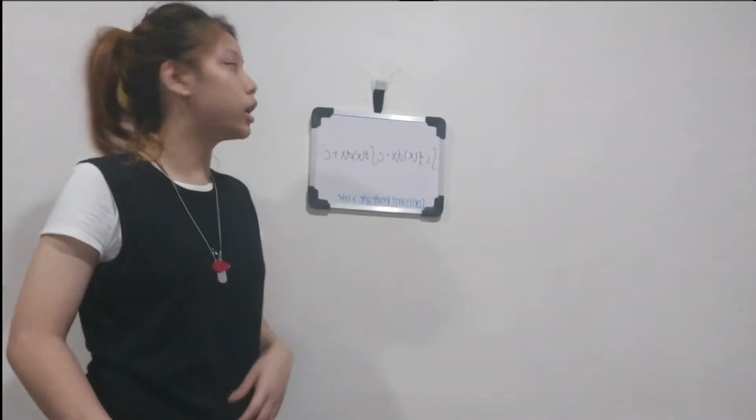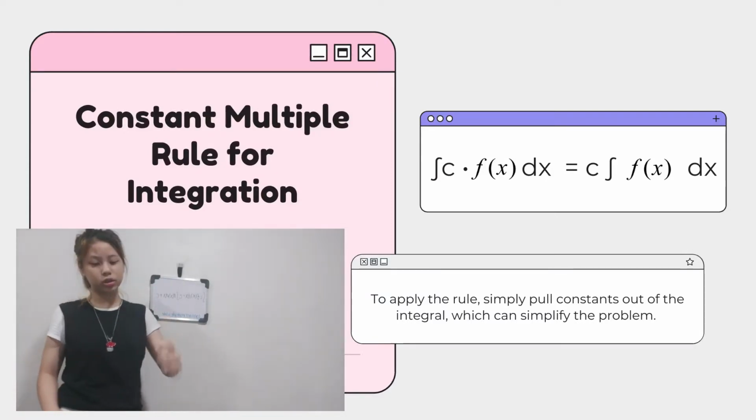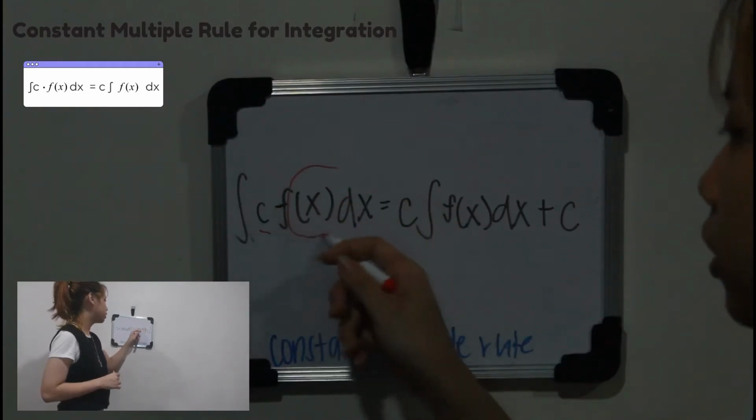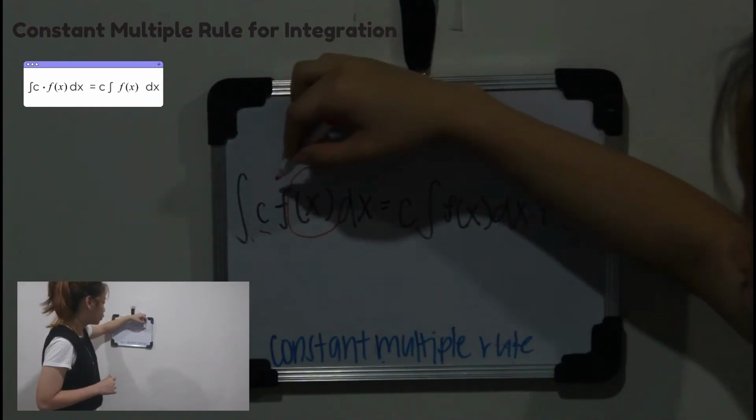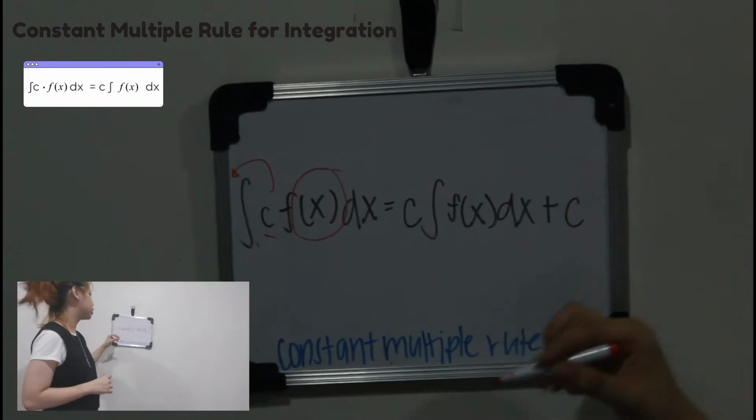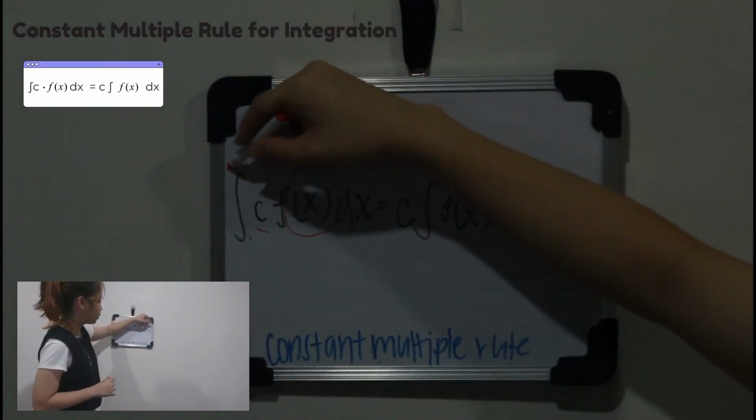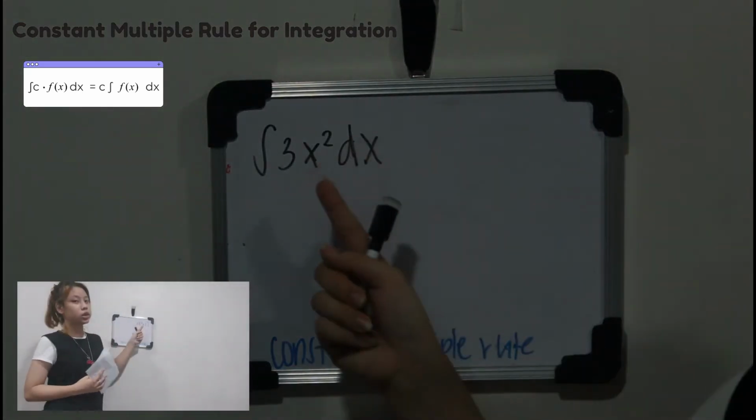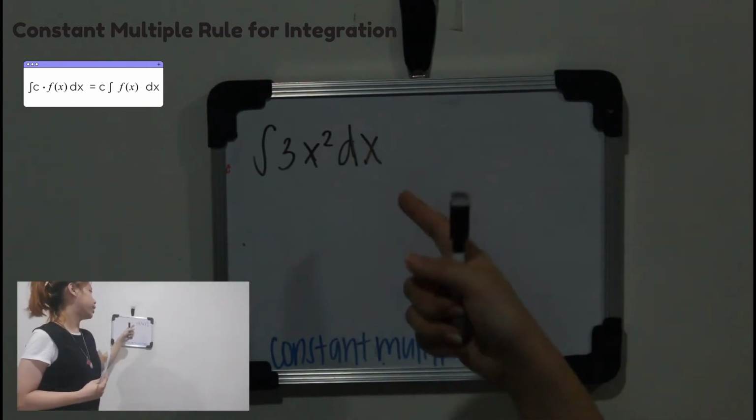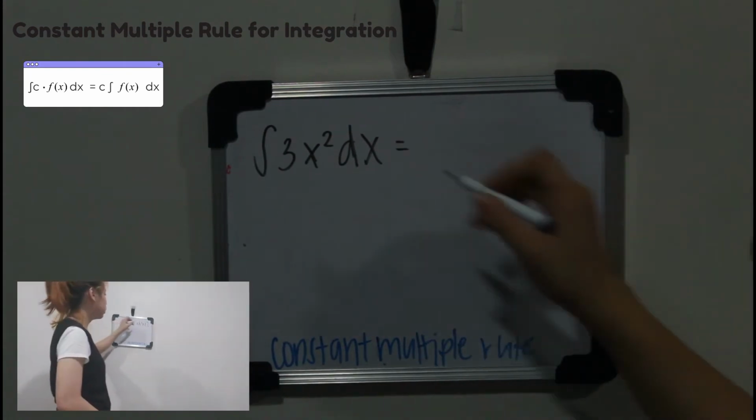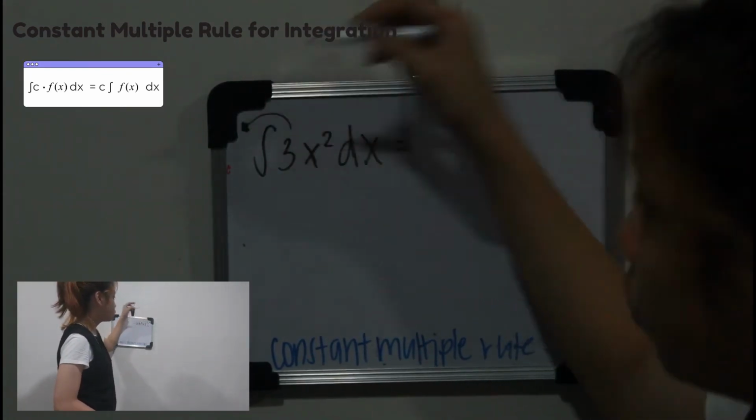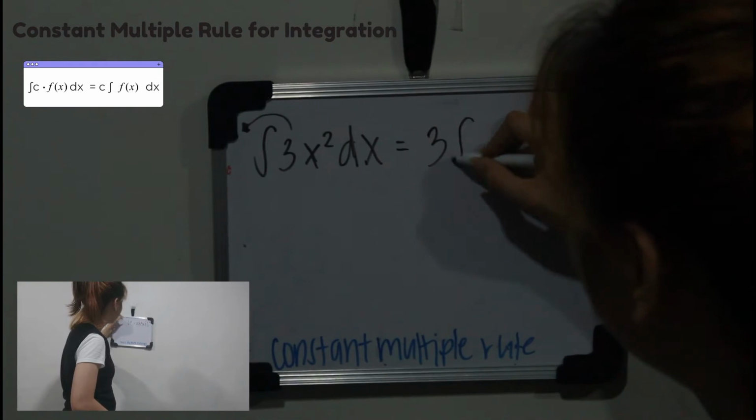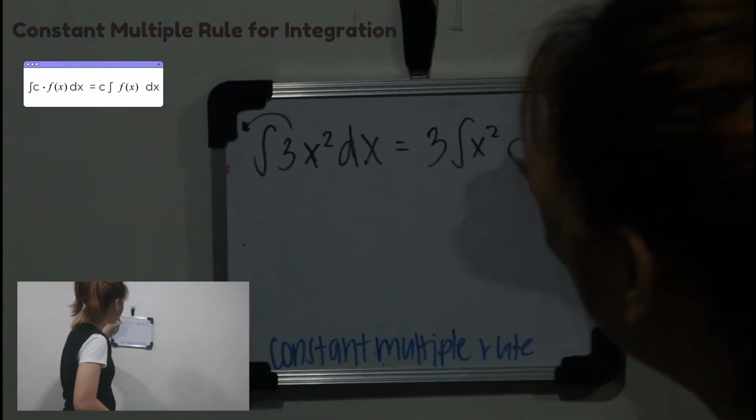The next rule is our constant multiple rule. In this rule, if there is a constant in front of an integrand, we'll just need to move this constant outside the integration. So, it is moved from here, then there. Now, with our example, the integration of 3x squared dx, first we'll put this outside of the integration. So it will be 3 times the integration of x squared dx.